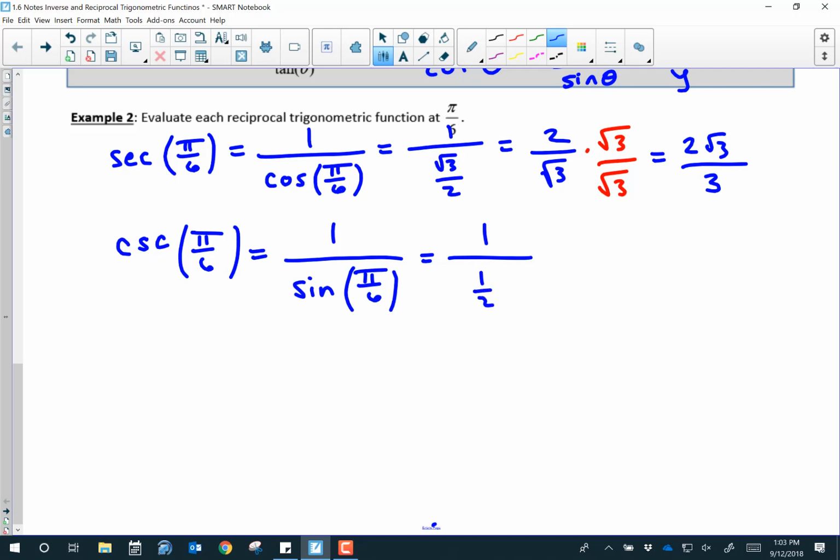1/2. So then the reciprocal of 1/2 is 2. Now, I'm writing all of this out. When I'm doing these problems, I typically don't write all of this out like the 1 over.